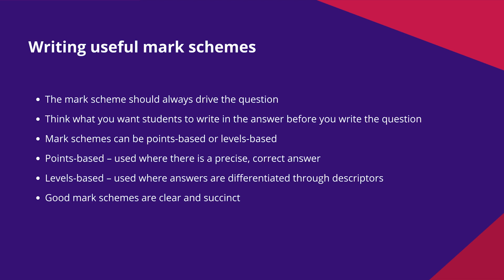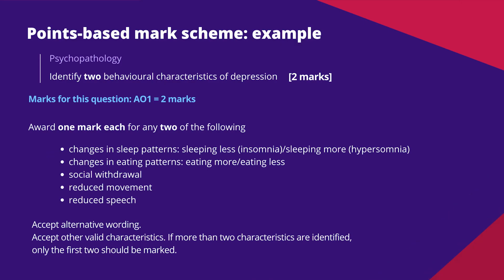Levels-based mark schemes work differently. These are for answers that can be differentiated through the use of verbal descriptors. Whatever kind of mark scheme you choose, the layout and the wording must be clear. Here is an example of a straightforward points-based mark scheme, where each valid point gets a mark, up to 2 marks. You can see here a limited number of the most likely correct answers, although note that the mark scheme does allow for other valid answers to be credited.